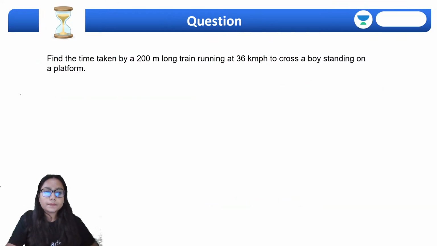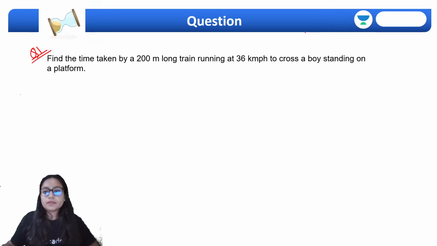Okay, let's move on. So here is the first question for you guys. Please try this question. I'm giving you 2 minutes to answer. Please solve this.